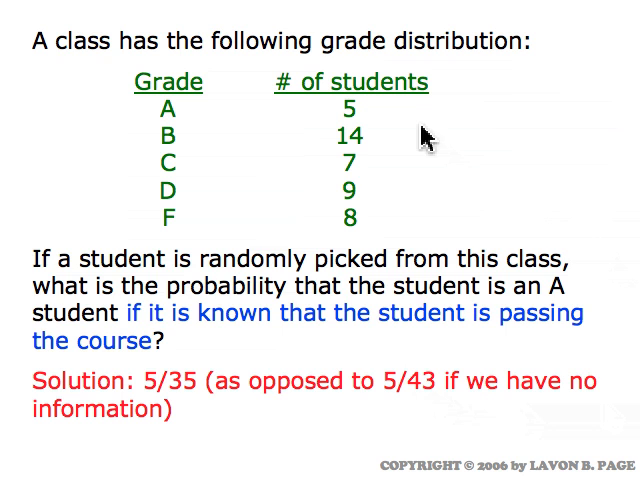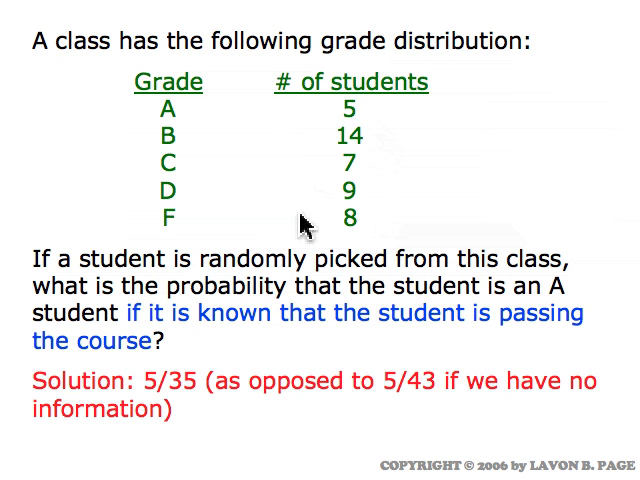How many students are in the class? Add up these numbers. 5 and 14 is 19, 26, 35, 43. So we have a total of 43 in the class. And if we just reached in the class and picked a student out of those 43, 5 of them are A students, so that would be 5 chances in 43 that the student that we picked is one of the A students.